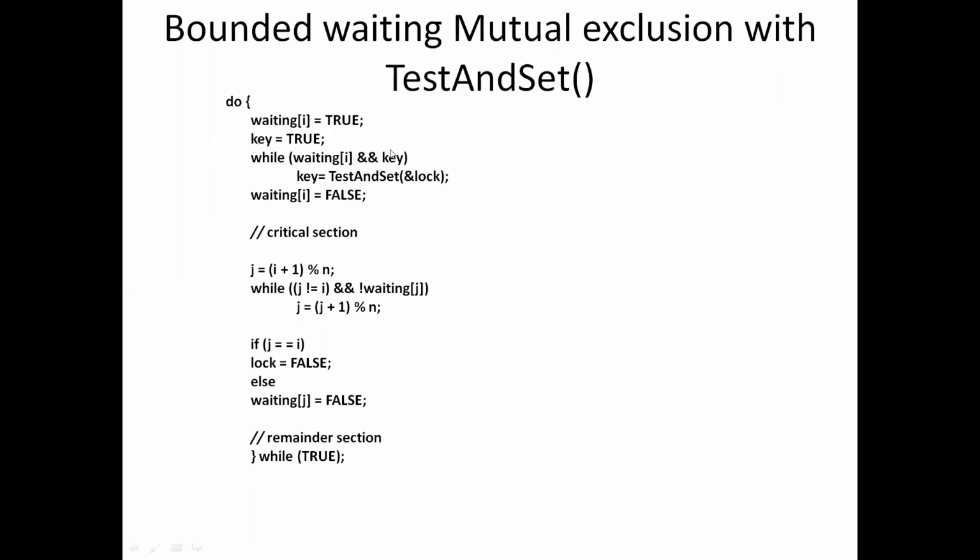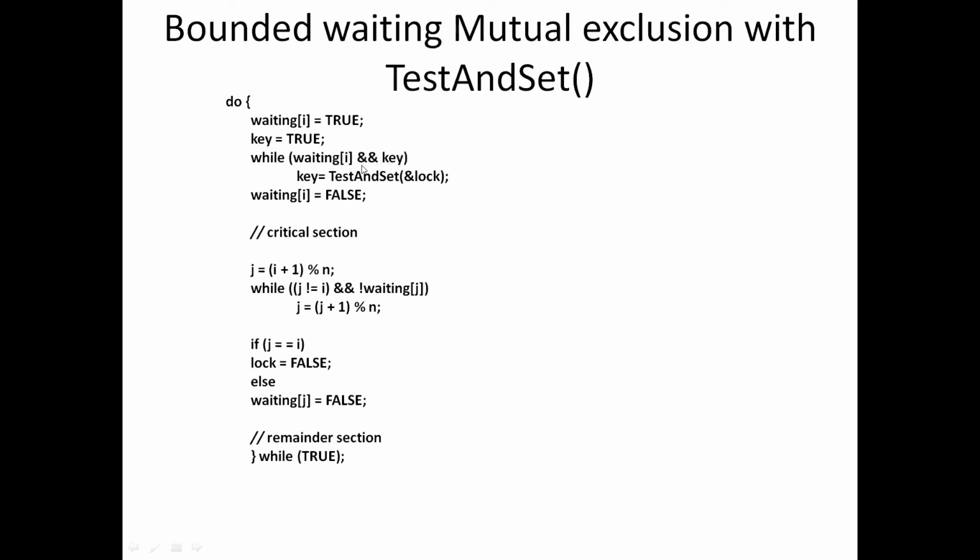Every process will have a key value, and here we are assigning key equal to true. Here we are checking a condition, waiting of i and key. That means only if waiting of i is true and key is true will the control enter into this loop. Here we have the logical AND: if any one condition is false, the control will not enter the loop. Only if both are true will the condition be true.